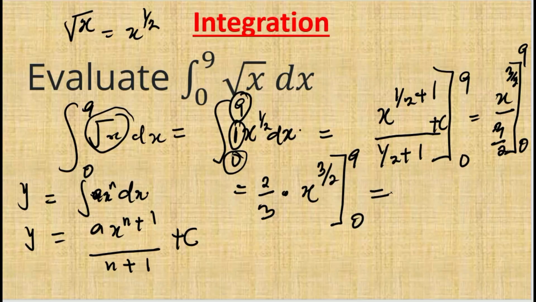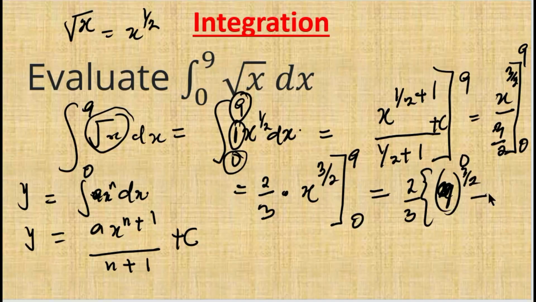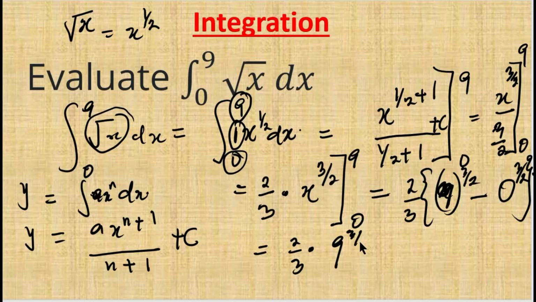So let's substitute for x now. This is 2 over 3 into, when x is 9, first, that will be 9 raised to power 3 over 2, minus, when x is 0, 0 again raised to power 3 over 2. Obviously, 0 will give way. I'll be left with 9. So this will be the same thing as 2 over 3 times 9 raised to power 3 over 2.